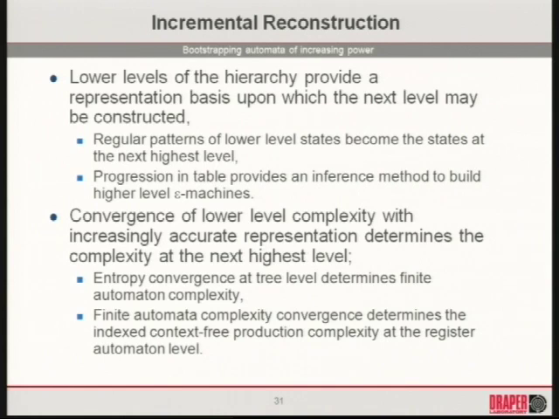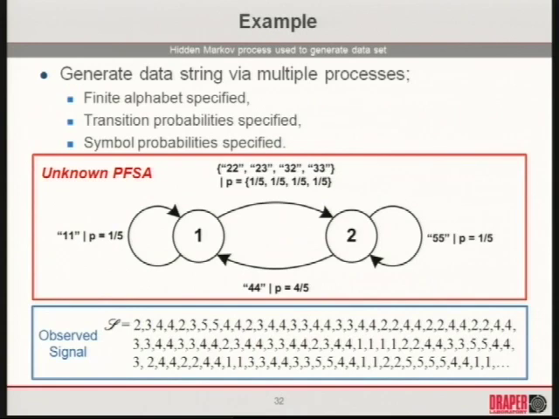Another thing that's interesting about this is that the observations at the lower level provide the basis for constructing the next highest level machine. So it's sort of like being able to abstract. There's going to be a chain of abstraction. I'm going to look for patterns at one level and use that to deduce what a finite state automaton looks like. Then I can look at patterns and cliques in the automata and figure out what a pushdown automaton is going to look like, and so on. We're going to step through this process. So I've generated some unknown PFSA.